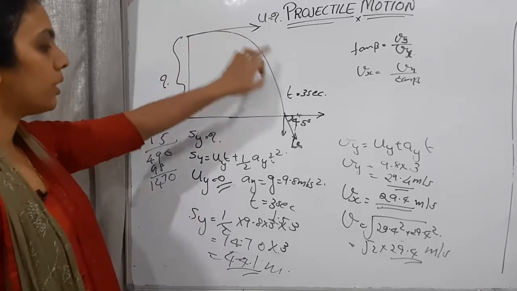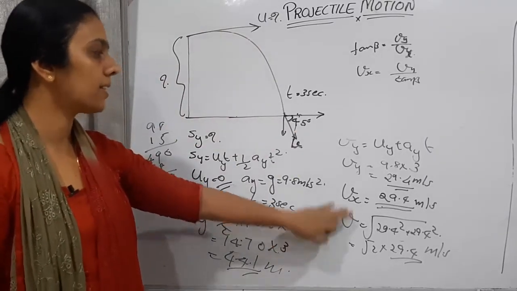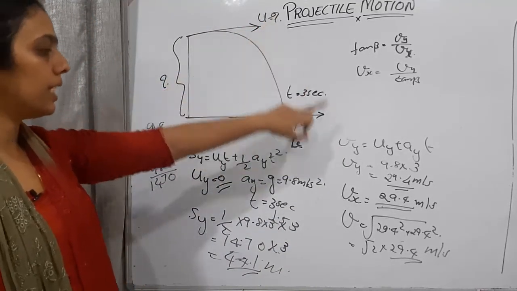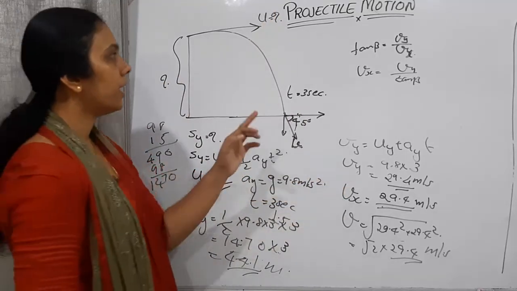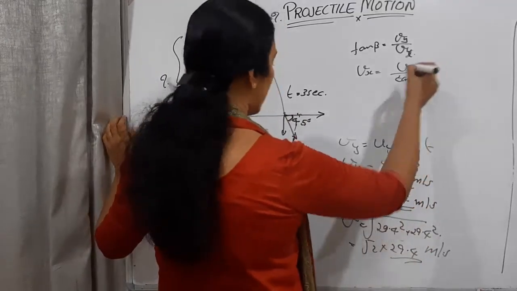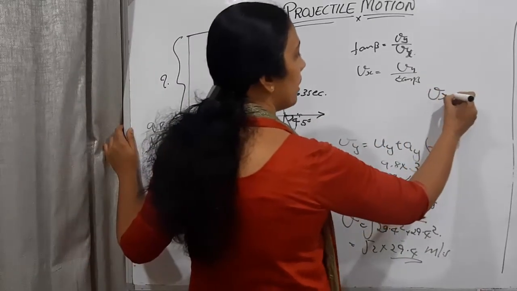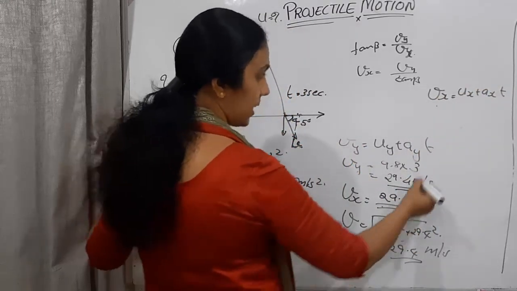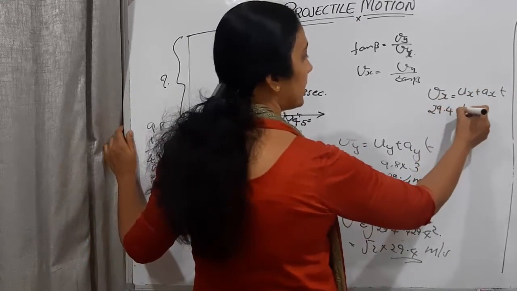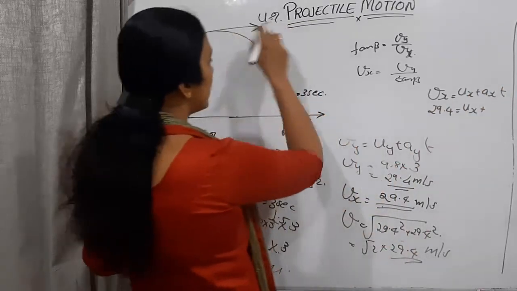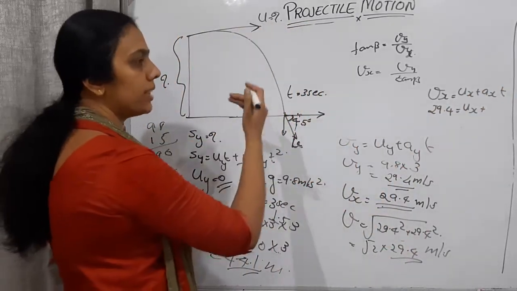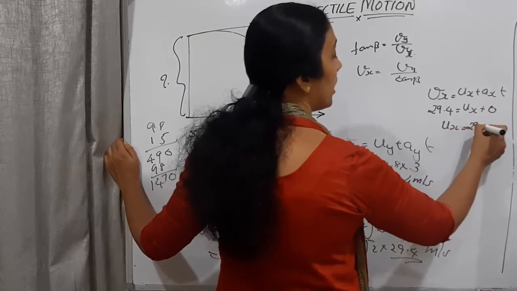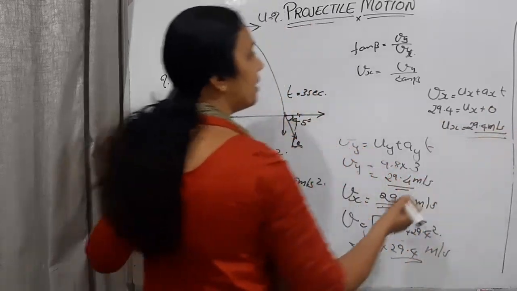Here, the final velocity they didn't ask us. They asked us only the initial velocity. If we get the Vx value, then we can apply V equals U plus AT. Vx equals Ux plus Ax into T. What is Vx? Vx is 29.4. The acceleration along the x-axis is 0, only y-axis acceleration is there. So Ux will be equal to 29.4 meter per second only. This is how we will solve it.